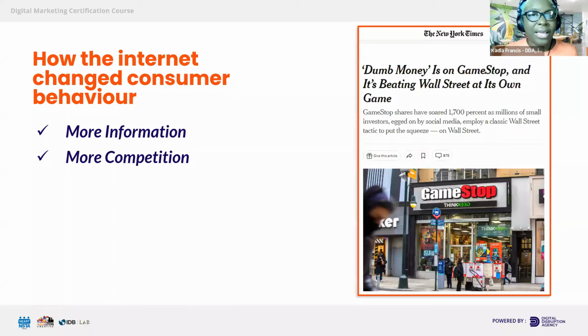The other way is that with digital, there's no more room for competition, or rather more space for competitors. So anybody can go online and start a business, put up a website, go on social media, create a profile, and start selling their products and their services.